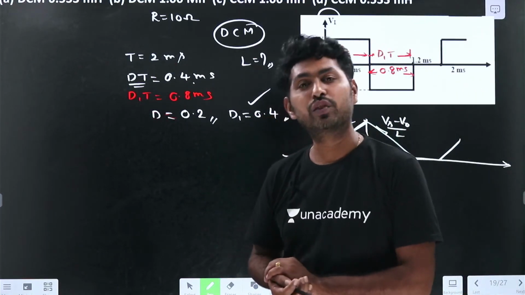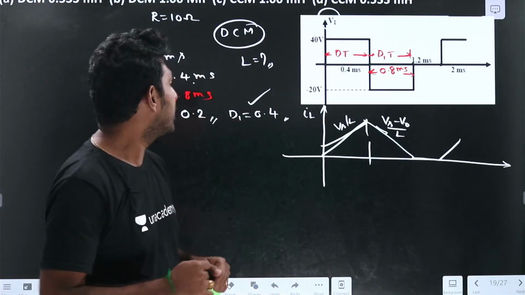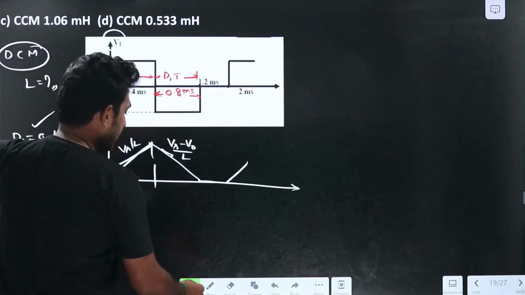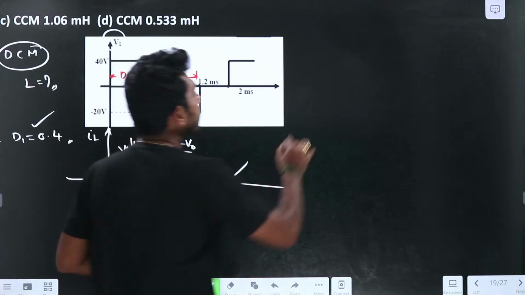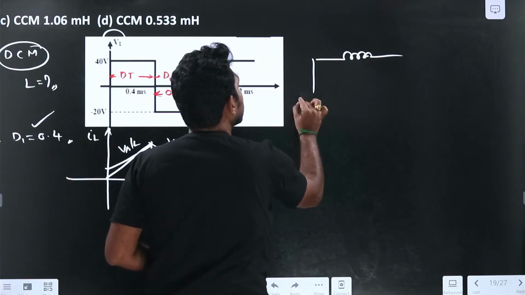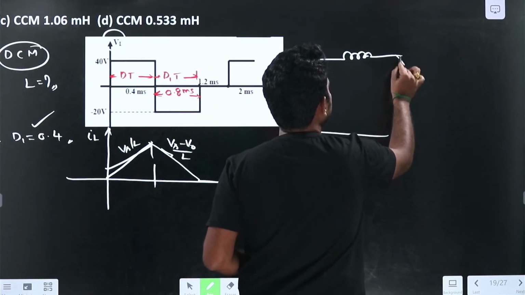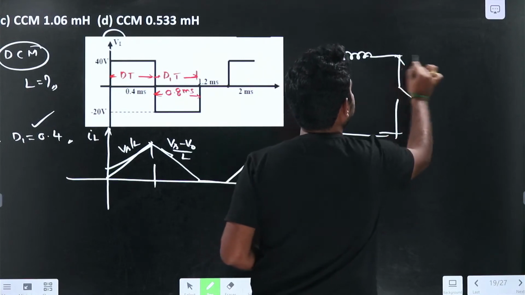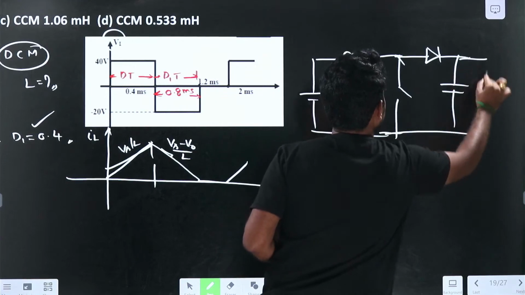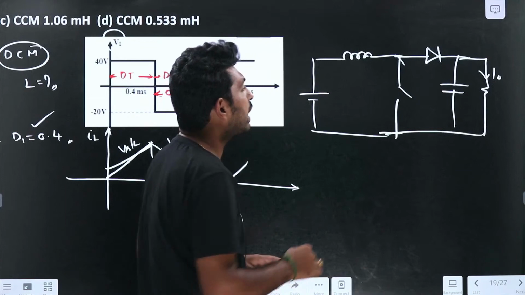Now we need to find the inductance. How can I find the inductance? In case of a boost converter, if I draw it, the inductor is on the source side, the voltage source will be here, the switch will be here, and here the diode is there, then capacitance and resistance.